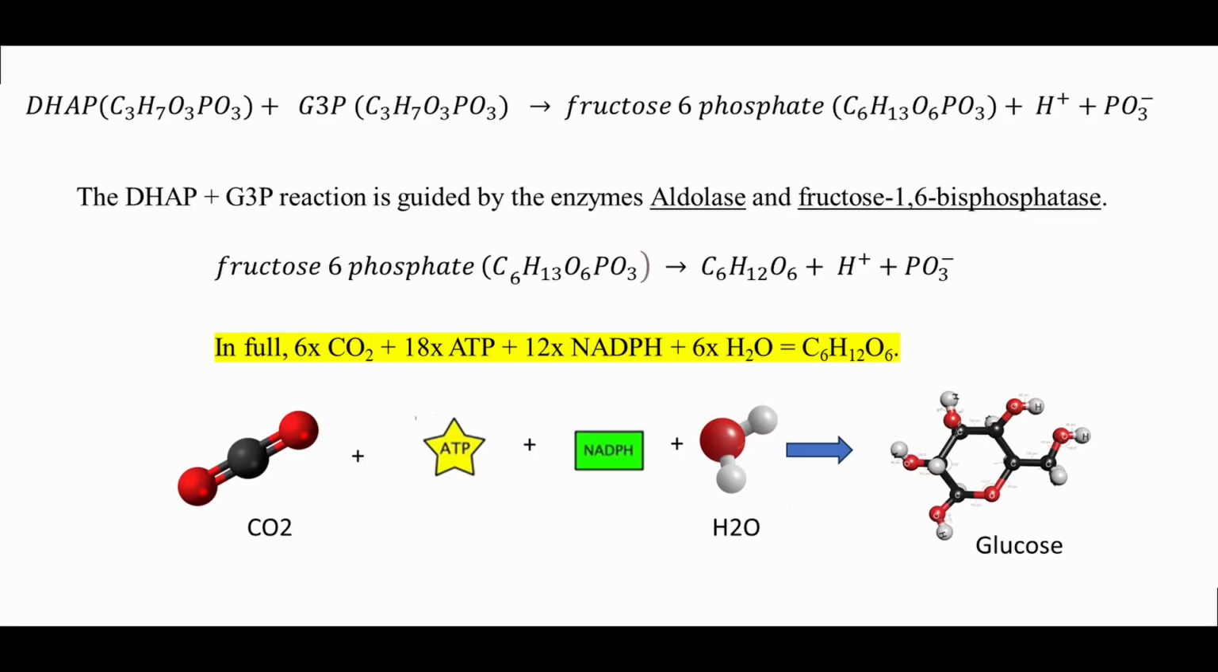In full, 6CO2 plus 18 ATP plus 12 NADPH plus 6H2O results in C6H12O6, aka glucose or fructose.